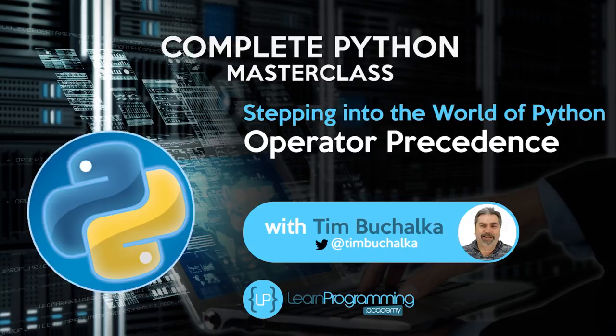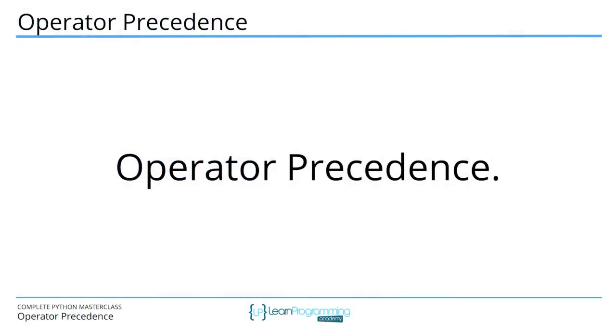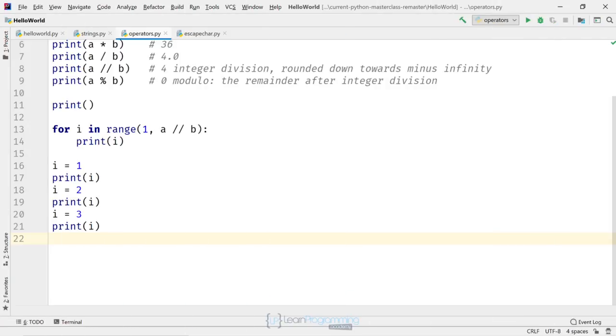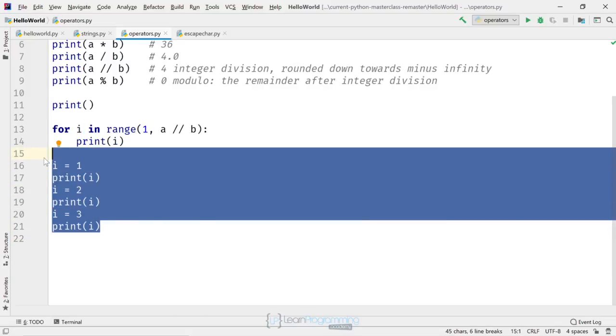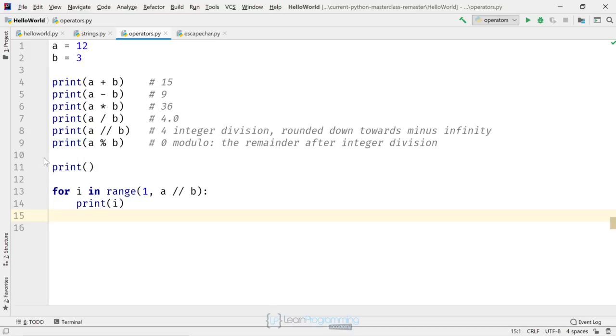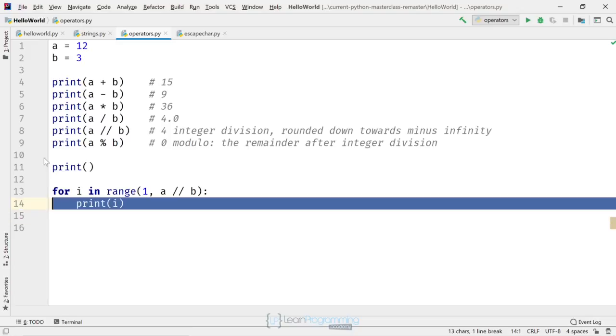In this video, we're going to look at operator precedence. It's something you'll have learnt about in basic maths class, and we're going to see how it applies to expressions in Python. Before I start though, I'm going to delete lines 16 through 21 in our program. I added those just to show you what the for loop was doing, but I don't want to leave it as an example of how you should code. And in fact, I'll take this opportunity to delete the for loop as well.